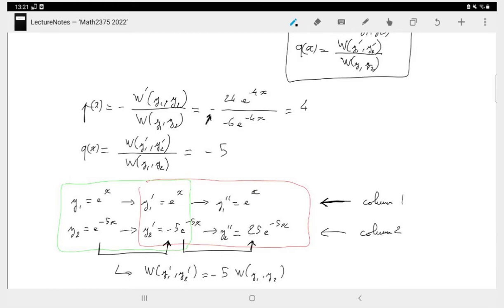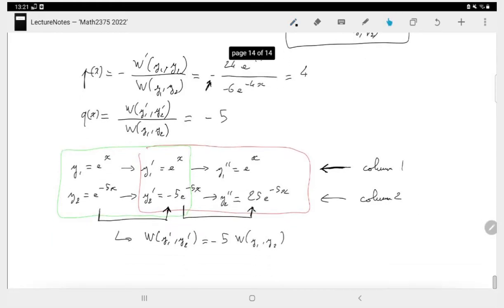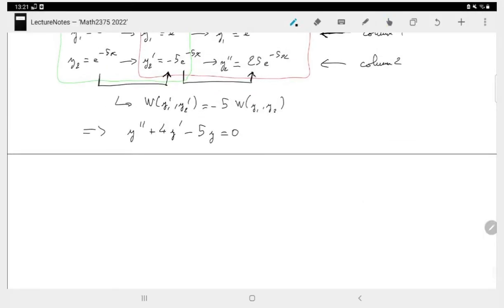And so the last part of the question. Now we have the equation that results from the Wronskian of y1, y2, y equals 0, which is y double prime plus 4y prime minus 5y equals 0. And the last part of the question was to ask you to verify that our two functions are solutions of this equation. So let's check.